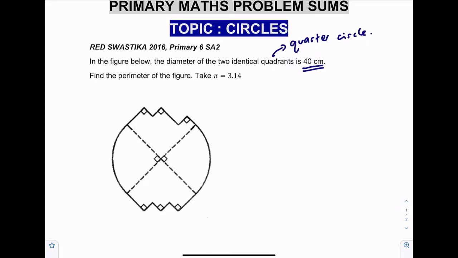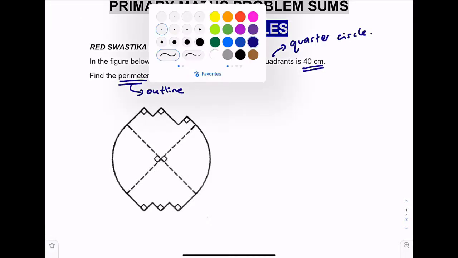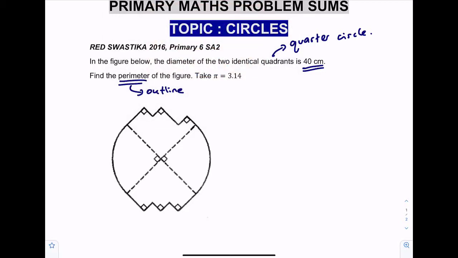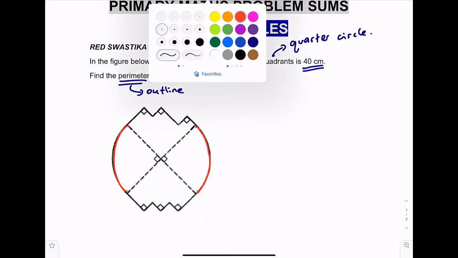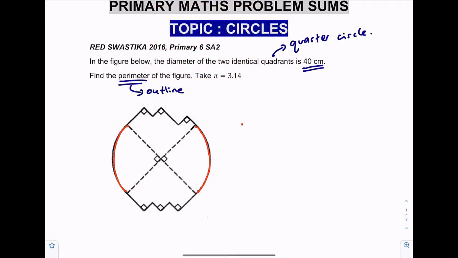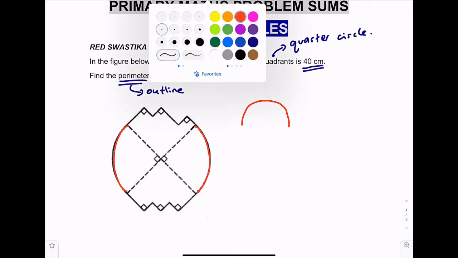Perimeter means outline. So whatever is outside, we need to add them all up together. Alright, so as you can see, there are two quadrants. One is here, another one is here. So let's just handle the two quadrants first. So when you add these two red parts, 1/4, another 1/4, you get a semicircular arc.